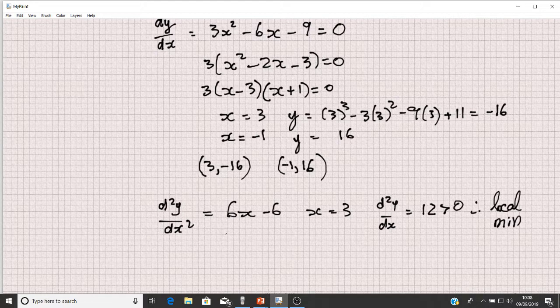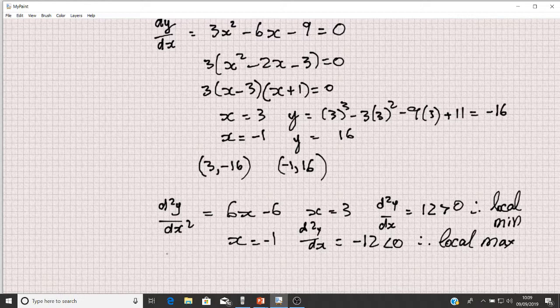And when x equals negative 1, the second derivative equals negative 12. This is less than 0, so we can say we have a local maximum.